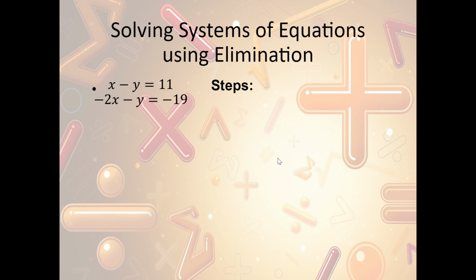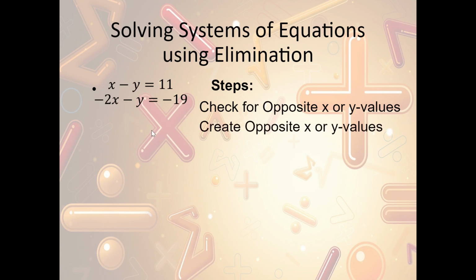Now let's take a look at another example. So we're going to check for opposite x values or y values. So we have a +1 and a -2. Well, they have opposite signs but not opposite values. We have a -1 and a -1. So again, we don't have opposite values. So if we don't have opposite values, we're in trouble.